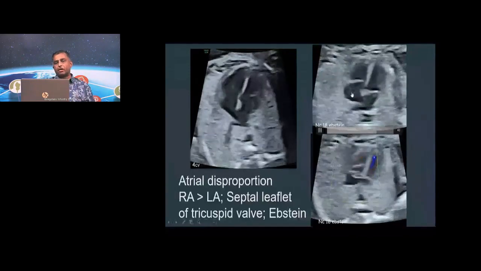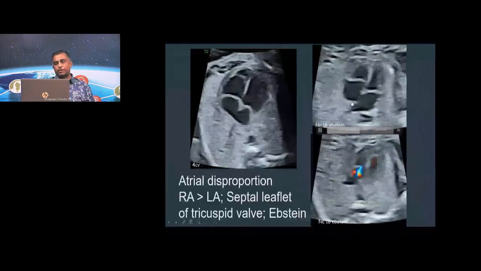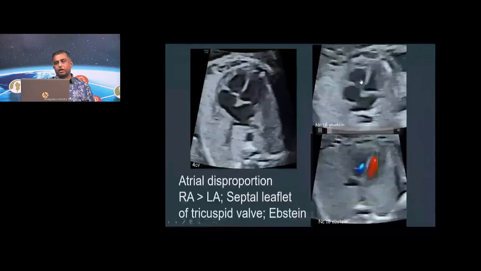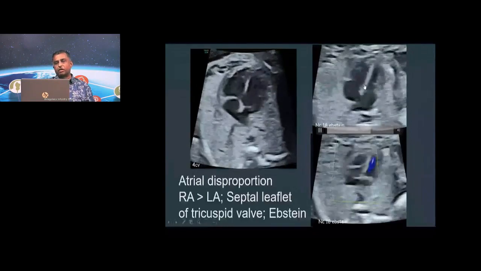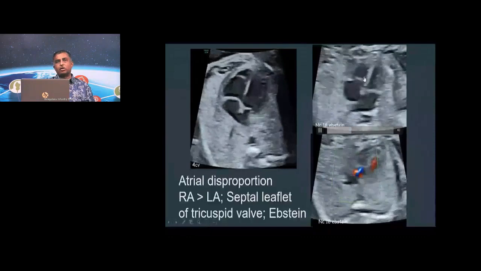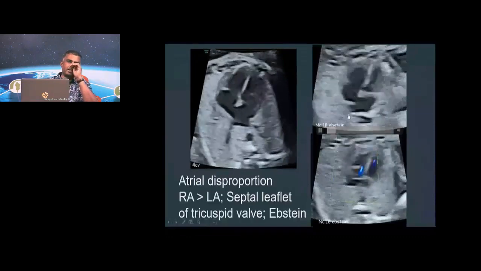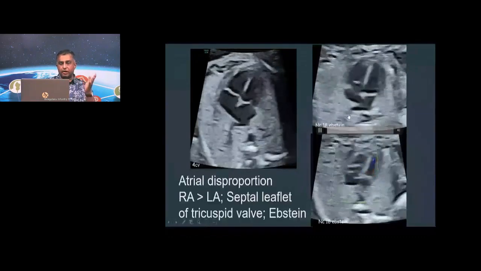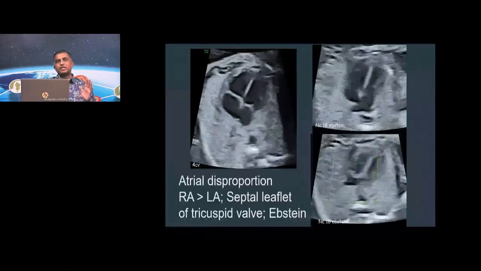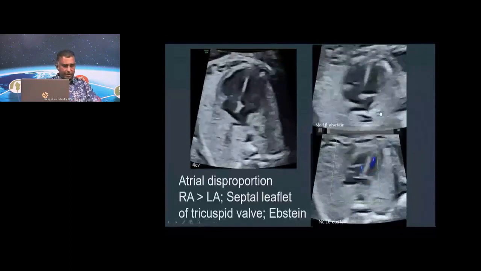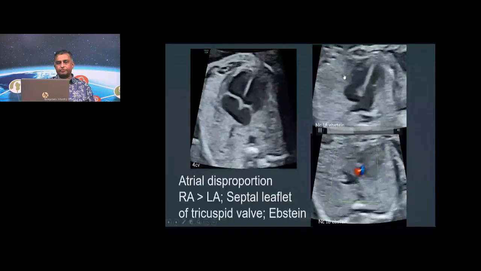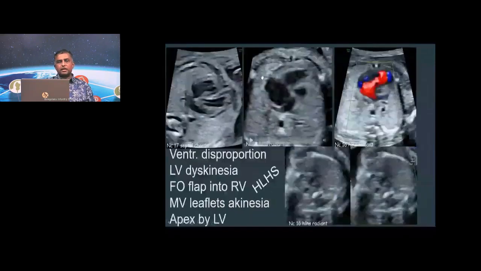One is a part of the ventricle is now incorporated into the right atrium because of the valve shift over here, or the valve displacement, and you also have a tricuspid regurg. So that is an Ebstein's anomaly, and the first thing which your eyes noticed was the disproportion between the left atrium and the right atrium. Now here is a grosser case that you can see.